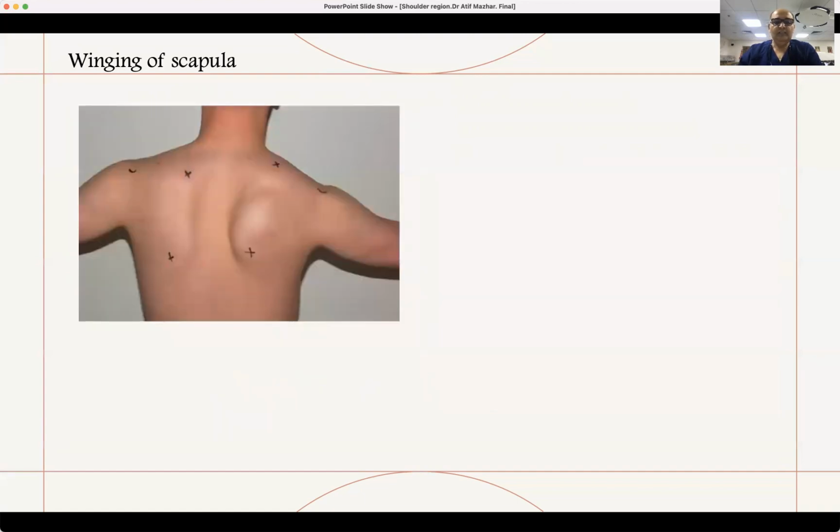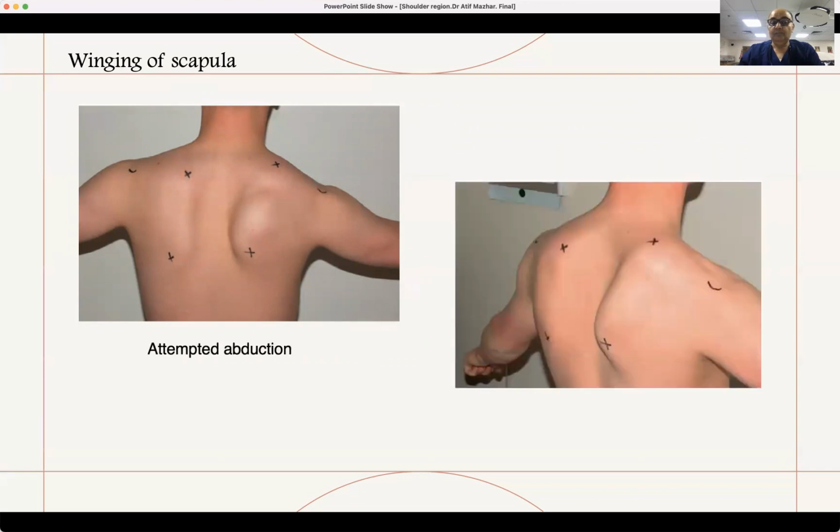Now, this person is not pushing against the wall, but he's trying to abduct his arm. When he's doing this action, look at it, compare from the normal to this abnormal. So this becomes evident now. This is when I'm abducting. And look at it from this view, you are not very clear. But when I look laterally, this wing becomes very prominent, as if we start flying. Are we good?